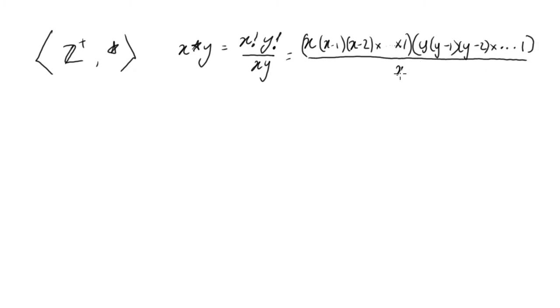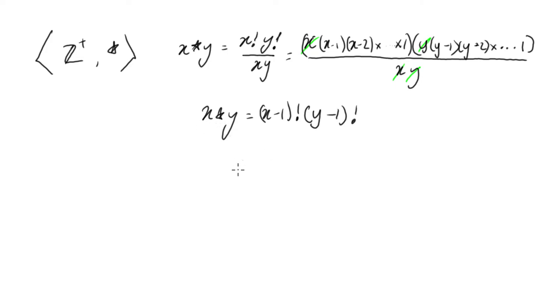So what can we see happens here? Well, x divided by x is 1, and y divided by y is 1, so we can just cancel them out. We can therefore say that x combined with y is equal to x minus 1 all the way up to 1, so essentially that's x minus 1 factorial, multiplied by y minus 1 factorial, because here we have y minus 1, y minus 2 all the way to 1, so that's just y minus 1 factorial.